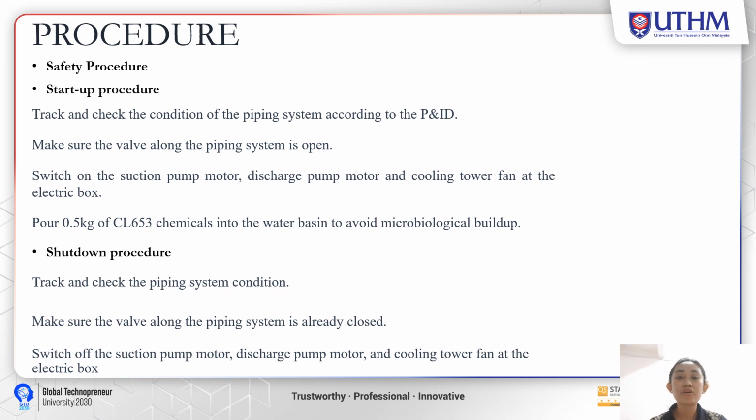As for the shutdown procedure, after finishing all the processes in the plant, the cooling tower must be turned off. But there are steps to follow properly to make sure the cooling tower fully shuts down. Below are the steps needed to shut down the cooling tower. The first one is to track and check the piping system condition. The second one is to make sure the valves along the piping system are already closed. And the last one, switch off the suction pump motor, discharge pump motor, and cooling tower fan at the electrical box.